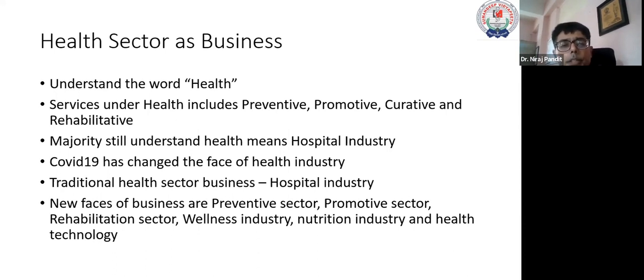So this is very important. It's a balance between physical, mental, and social health. They expanded it later to physical, mental, social, and spiritual health. So health is not the disease. Keep in mind, this is not the disease industry. This is a health industry.